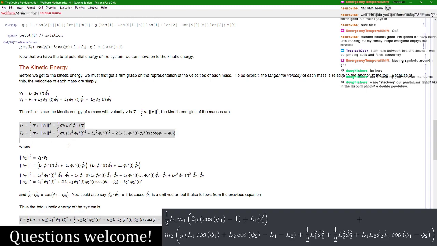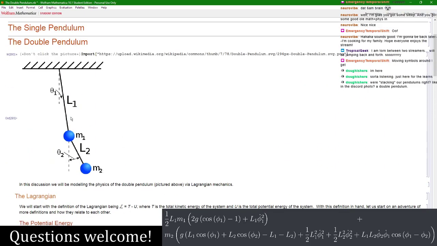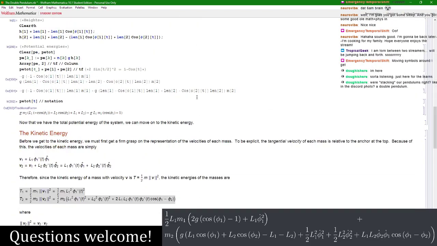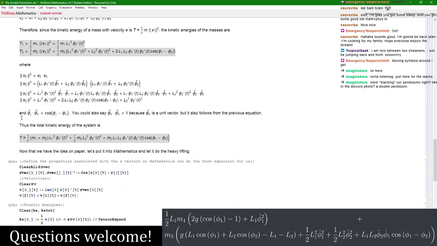Okay, so Do says we're quote-unquote stacking our pendulums, right? Like in the Discord photo, a double pendulum. Yes, exactly this. Now that we're zoomed in, you can see the rasterization on it. But yes, this is the system we're working with.